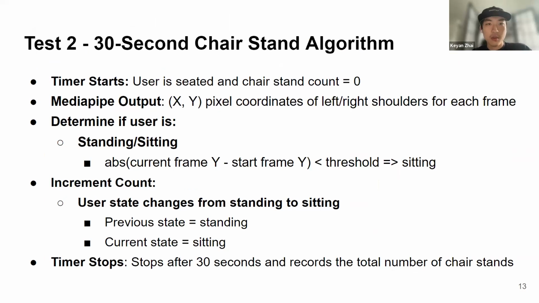Once again, we use Mediapipe to do the pose estimation of the left and right shoulder of the user. The timer starts when the user clicks enter. We utilize the same algorithm as before to determine if the user is standing or sitting. We track the number of chair stands when the user state changes from standing to sitting. When the timer gets to 30 seconds, the test is over and we evaluate if the user passed the test based on the number of chair stands, age, and gender.